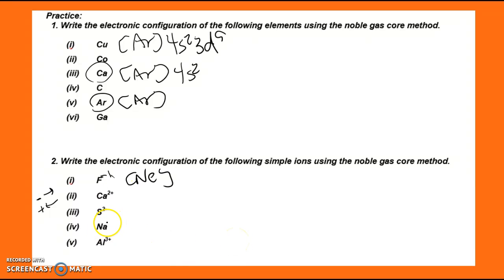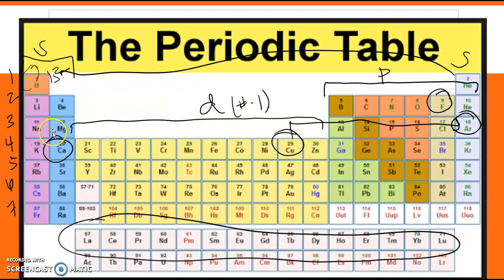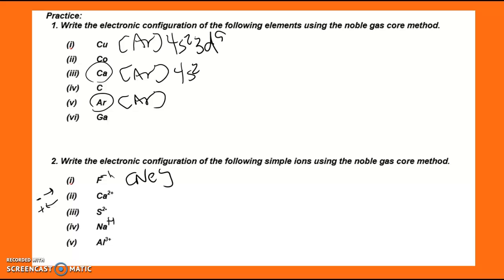Let's try a positive one. Let's do sodium +1. I go back to the periodic table and find sodium. Sodium's right here. I move left one, which means I wrap back around and end up at neon again. So I would just write neon in brackets, and I'm good to go with that as well. There are some additional examples there that you can give a try. Try these out and see if they're starting to make sense to you.